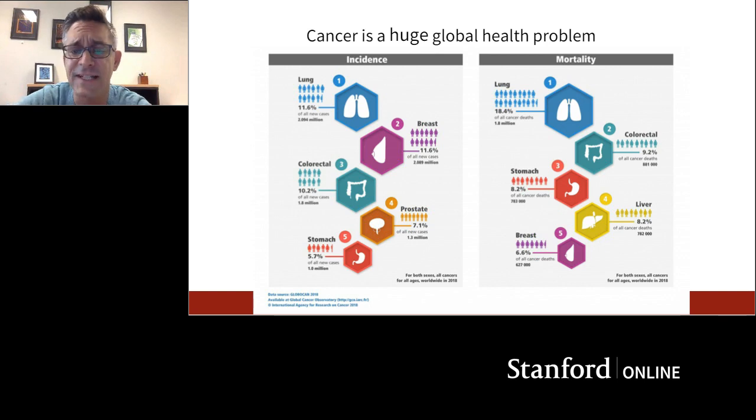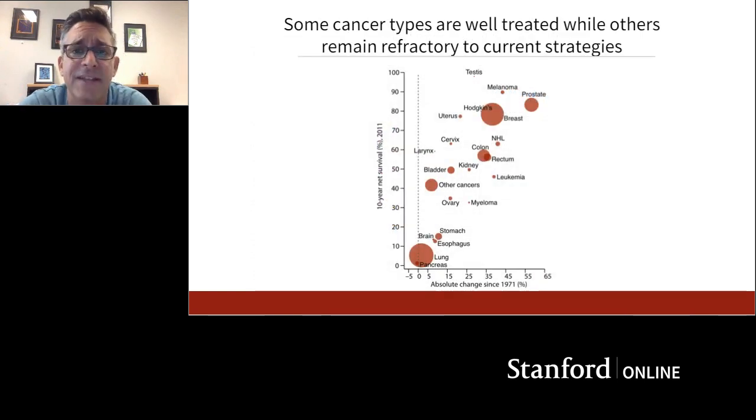But I want to show this next plot because despite the prevalence of cancer in the United States and the world, we've actually made pretty good progress over the last 50 years. What this chart is showing you, let's look at the left-hand axis first. This is a metric that people sometimes think about, which is the 10-year survival rate. If a patient is diagnosed with a certain cancer type, what's the chance they're going to be alive 10 years later? You can see that different cancers have different 10-year survivals. But the important thing is on the bottom axis, which is how much has that percent 10-year survival changed in the last 50 years?